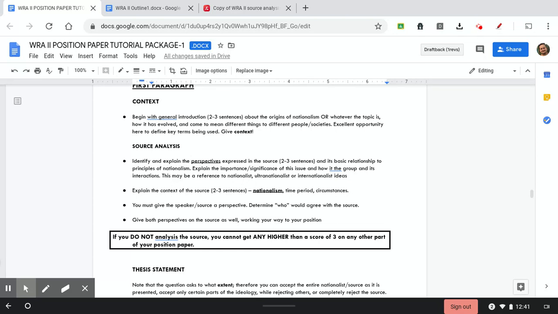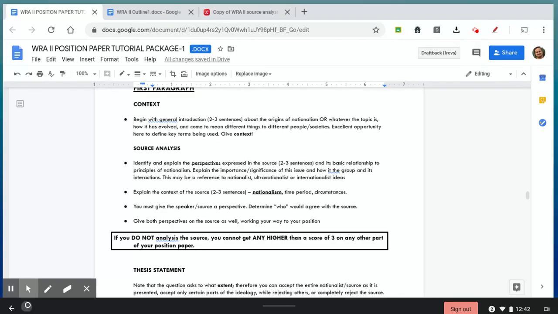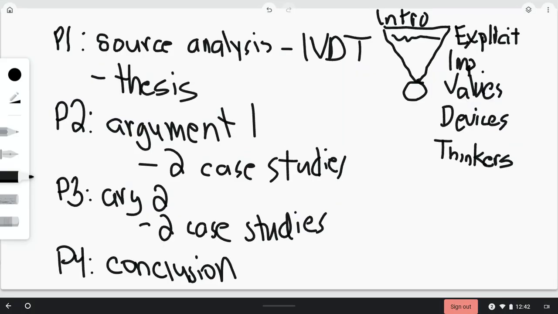So you must give the speaker or the source a perspective. Here you can determine who would agree with the source? You can give both perspectives on the source as well. So you could provide a thinker who disagrees. So let's go back to this. So thinkers, they can either agree or disagree. Either way, you're demonstrating the author's perspective.